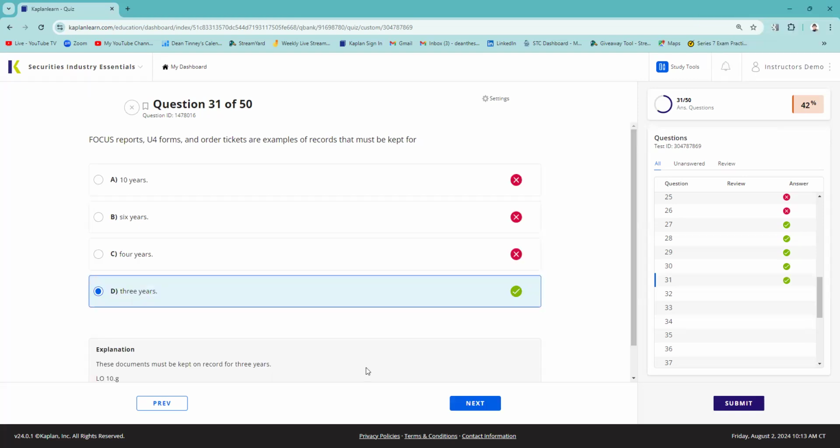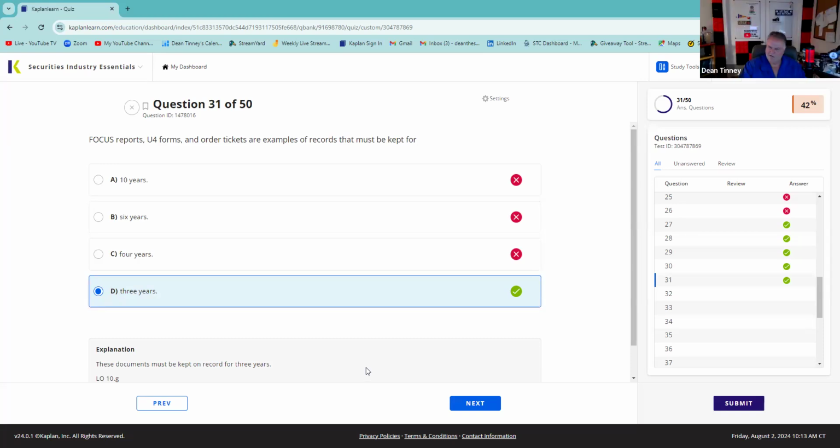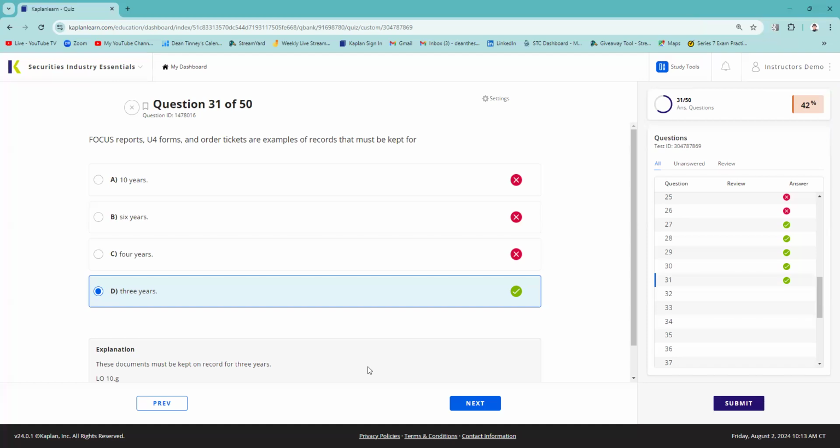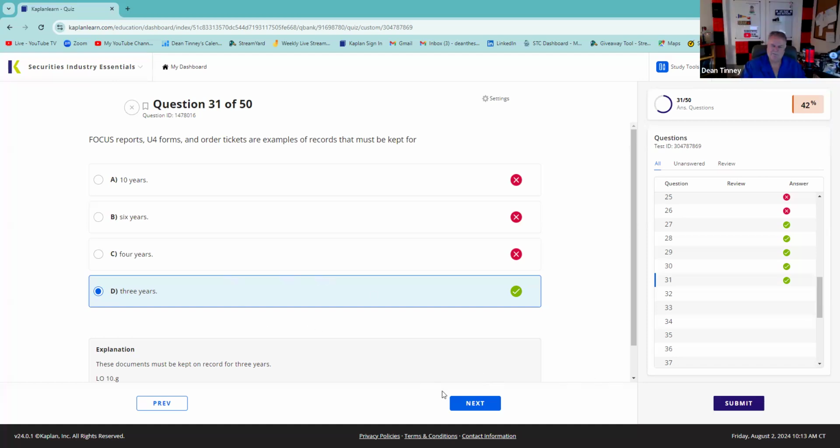3 years. Very few records are 6. Very few items of original entry are 6. 4 years are customer complaints. Whether it's 6, 4, or 3, all have to be readily accessible for 2 years. Readily accessible means 24 hours.